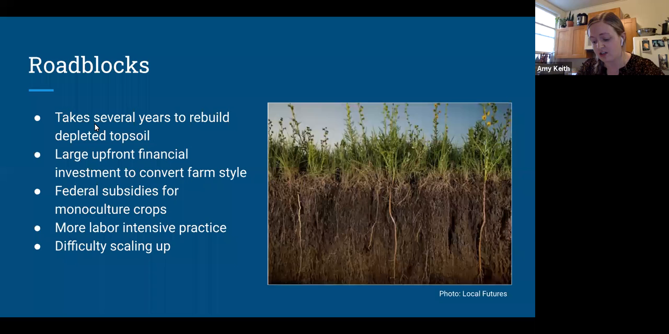But despite these challenges, I do truly believe that regenerative agriculture is the future. Industrial agriculture practices just are not sustainable. And as regenerative agriculture becomes more mainstream and its benefits become more obvious, these roadblocks will be surmountable.